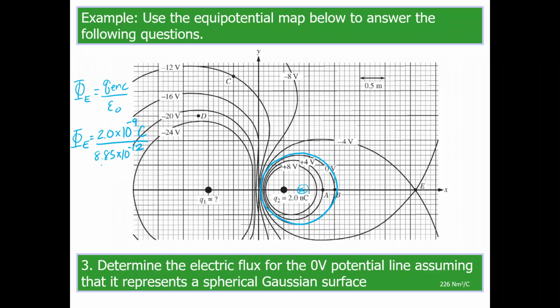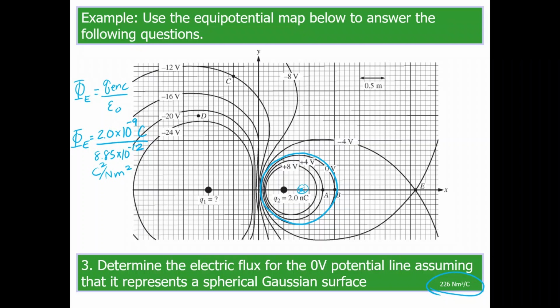I don't remember the unit on that one. I think it is coulombs squared per newton meters squared. I think it's like that. It's the opposite units of k. And then when you plug those in and calculate, you should get 226 newton meters squared per coulomb. So that is our flux.